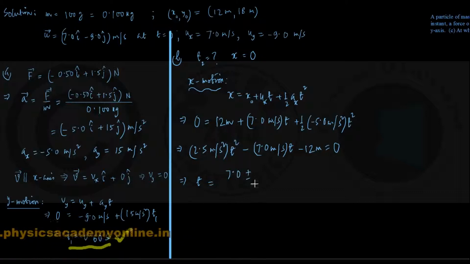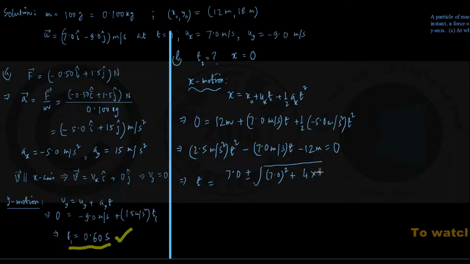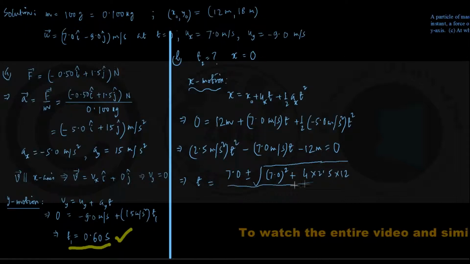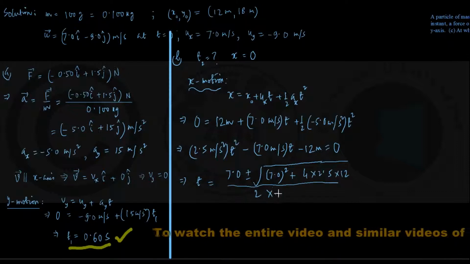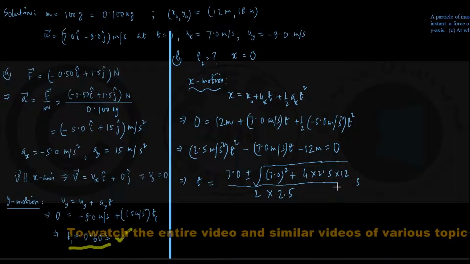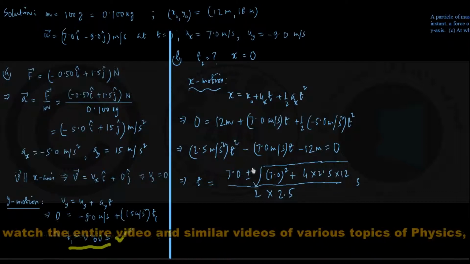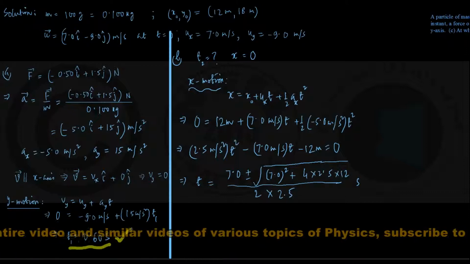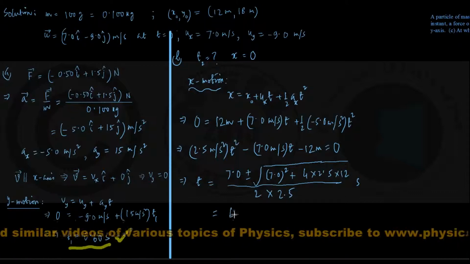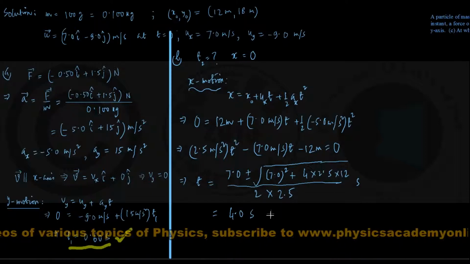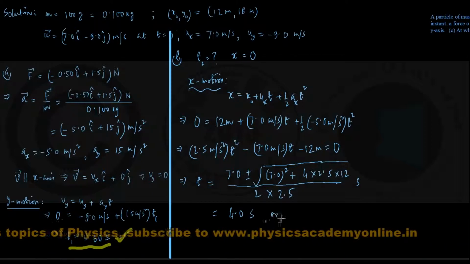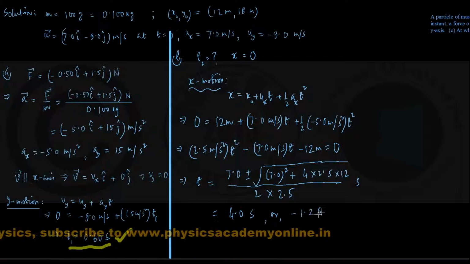7.0 plus minus square root of 7.0 square plus 4 into 2.5 into 12, divided by 2 into 2.5 second. You have done these things many times before, so I believe you can just do it yourself and show that there are two roots of t. One of them is 4.0 second and the other root is coming out to be minus 1.2 second.